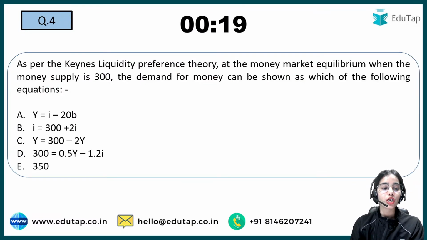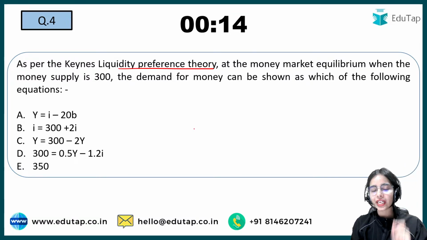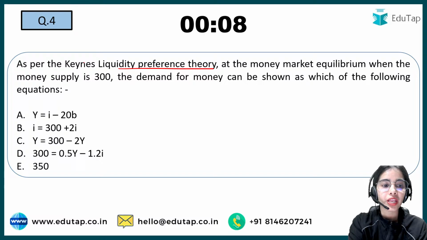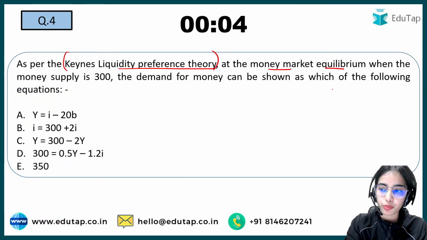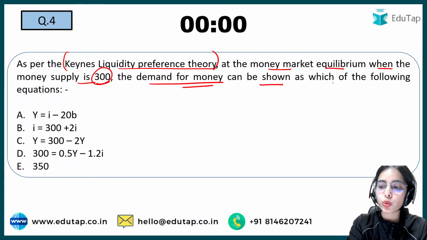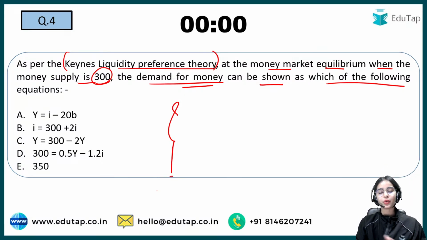So as per the Keynes liquidity preference theory, read this question very carefully and then try to answer it. This is a very easy question, but it seems complicated. As per the Keynes liquidity preference theory, at the money market equilibrium, when the money supply is 300, the demand for money can be shown as which of the following equations? So try to put your logic and try to answer this question.